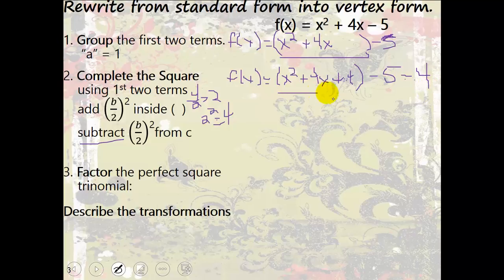Okay? Now here we've created a perfect square trinomial. That was our goal, so we're going to factor that. So we get f of x is equal to x plus 2 squared, and then we're going to add negative 5 minus 4. We're going to combine that, and we get minus 9.